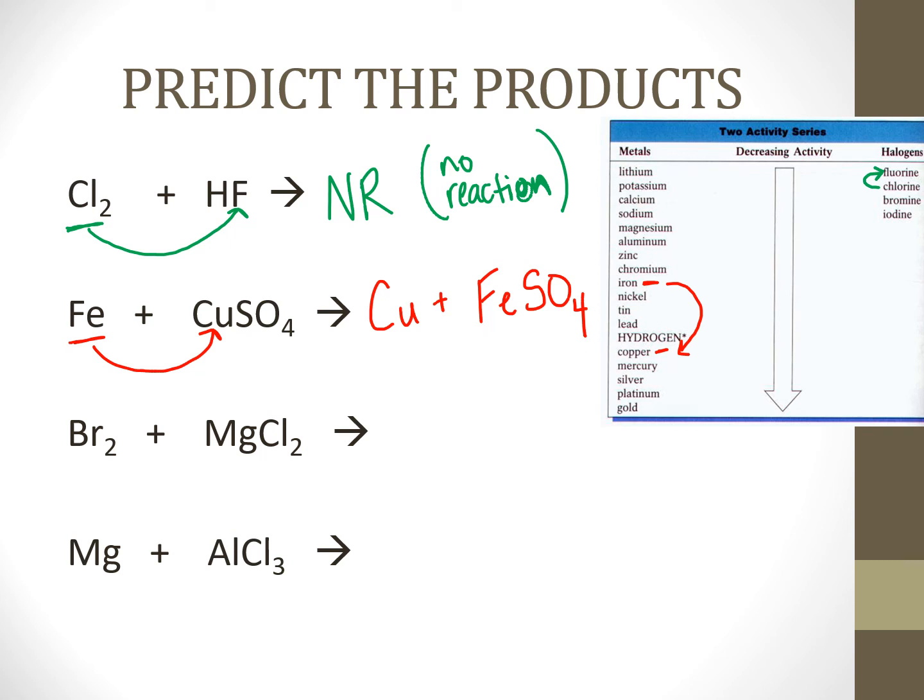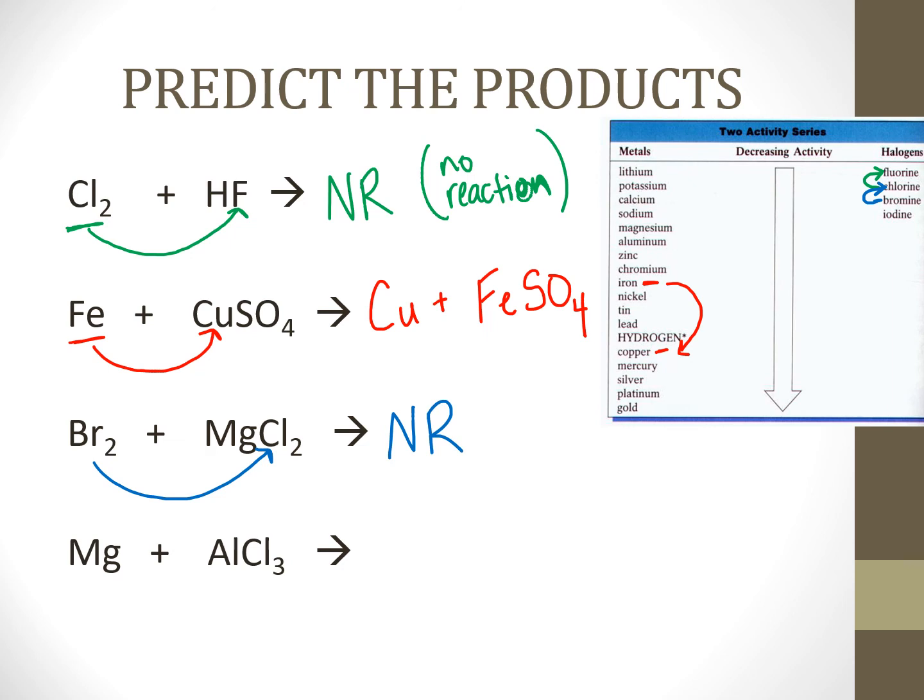All right, so here we have bromine plus magnesium chloride. Bromine's the nonmetal. It's going to try to replace chlorine. Bromine's here. Chlorine's here. So bromine is going to try to knock out chlorine. It cannot because it's lower on the list, so no reaction.